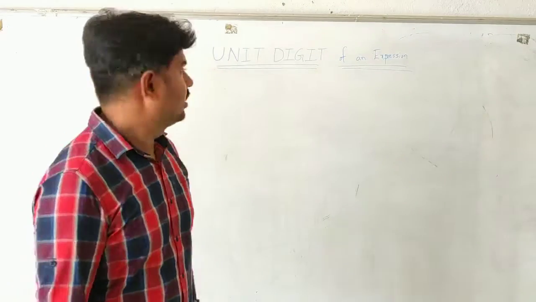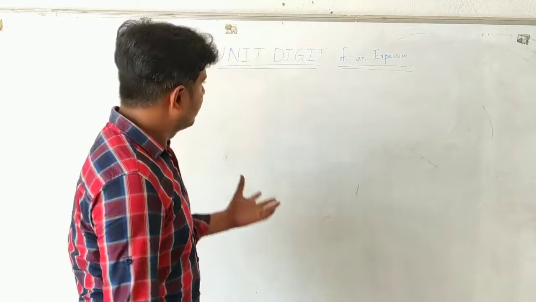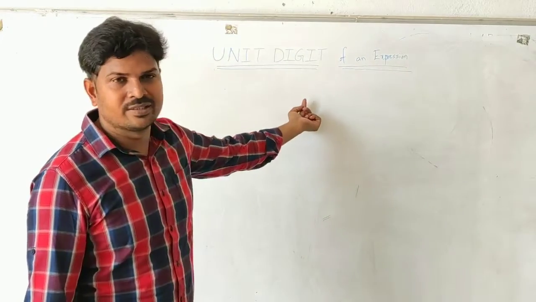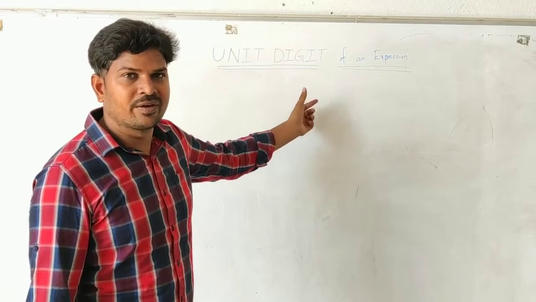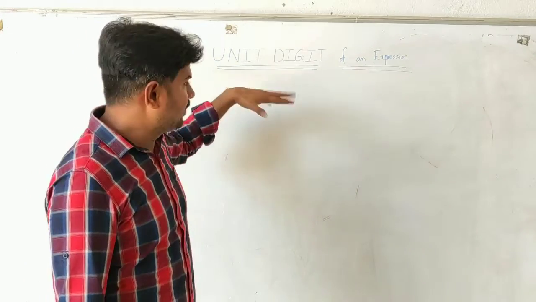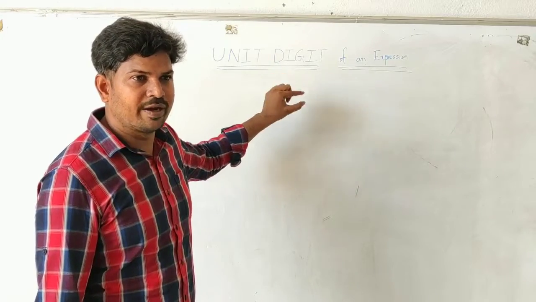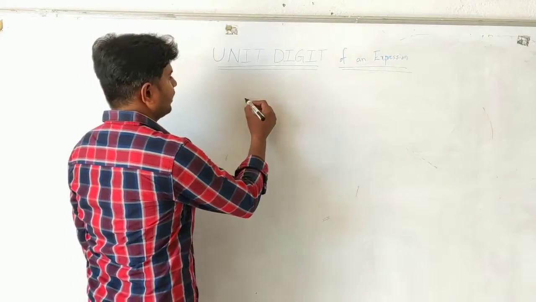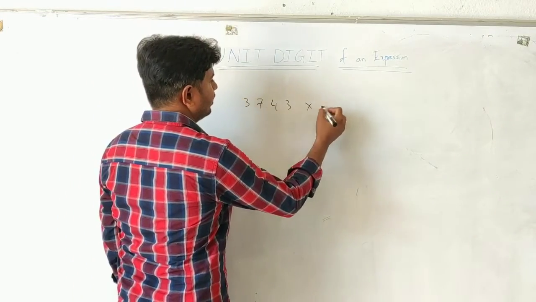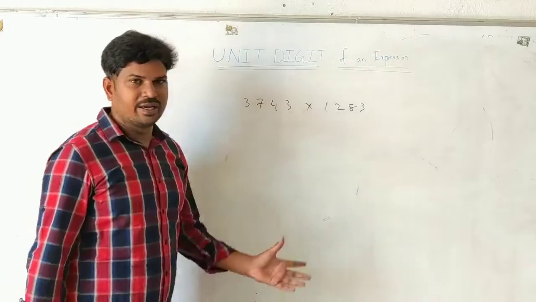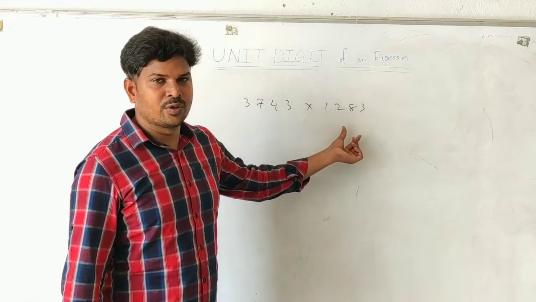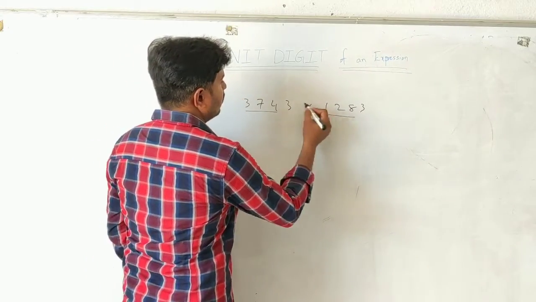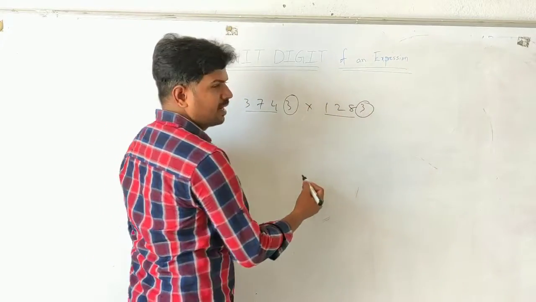Let's start with how to find the unit digit of an expression. Here our interest is to find only the unit digit, that is the first place digit, so we don't require the remaining numbers. Whenever you are asked to find the unit digit of any big number, our interest is only in the units place. For example, we have 3743 into 1283. In this final expression, as you require only the units place, you don't need to worry about all these numbers. Only take the units place and get the answer.